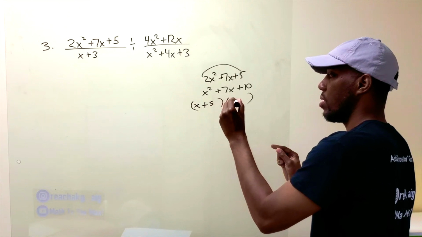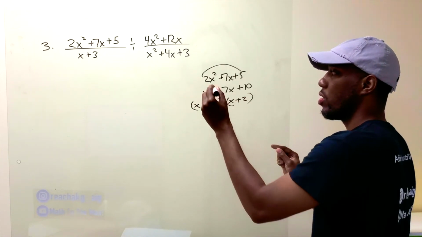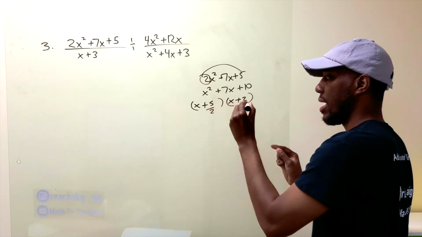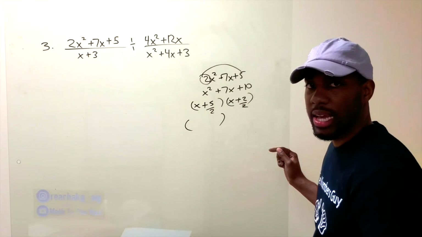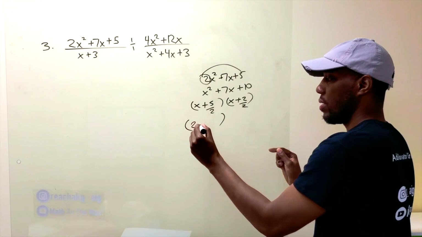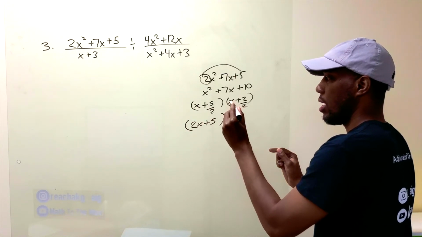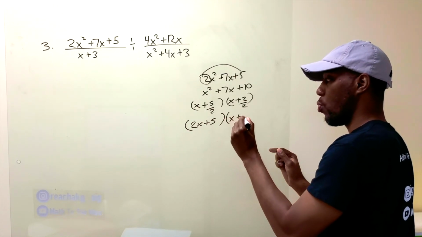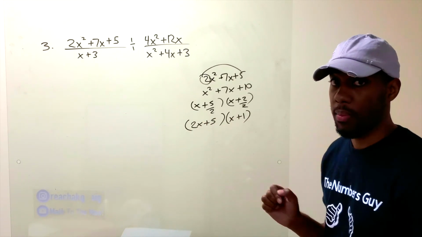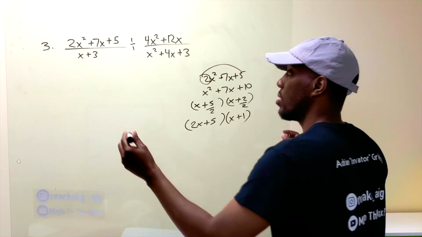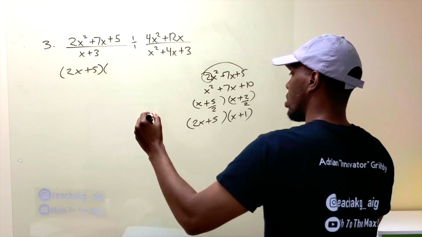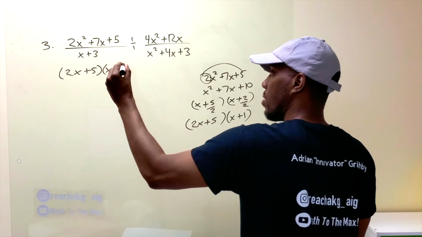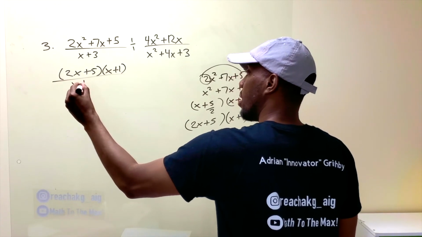5 and 2. Now, the number that you slip, that's the number that you slide back. 5 divided by 2 cannot simplify, so you move the 2 to the front. And then 2 divided by 2 simplifies to 1, so this is the factored form. So I'm going to go ahead and factor this: 2x plus 5 and x plus 1 over x plus 3.